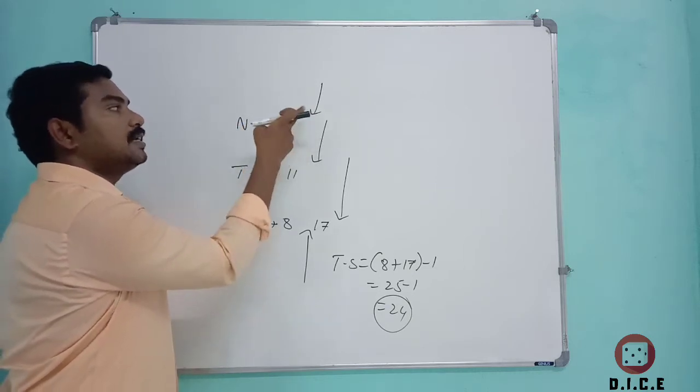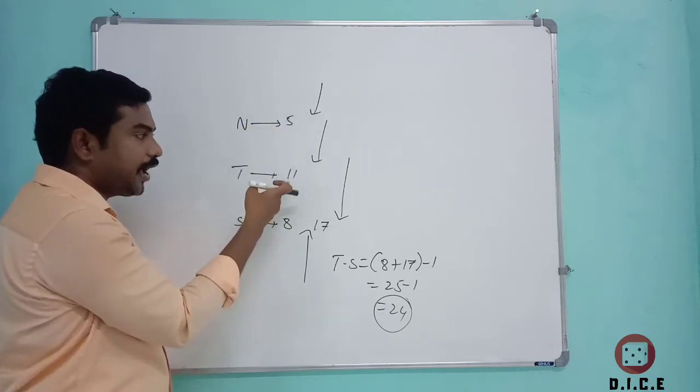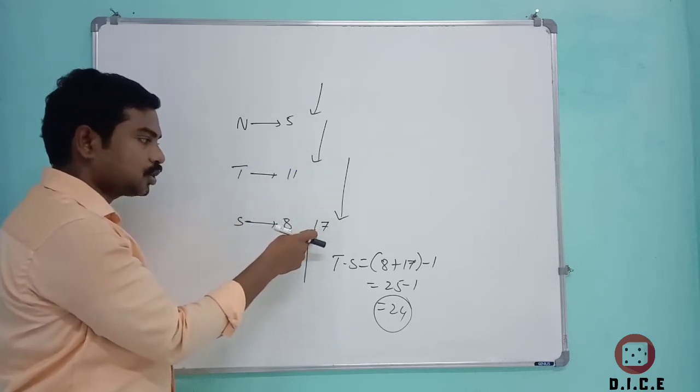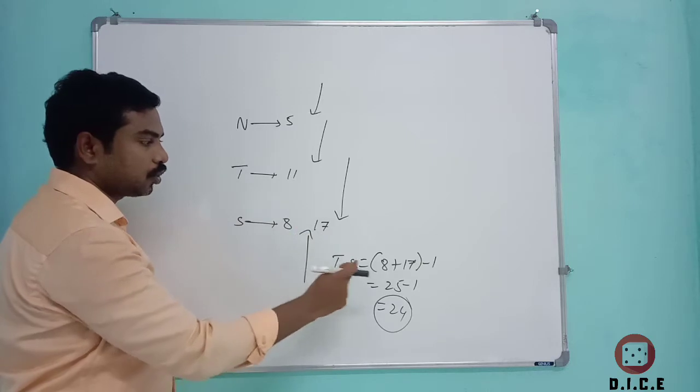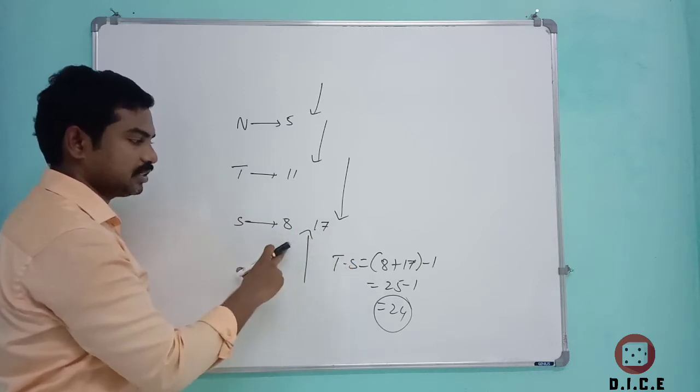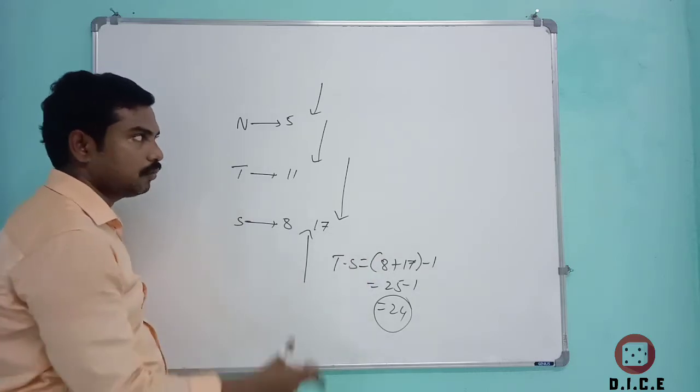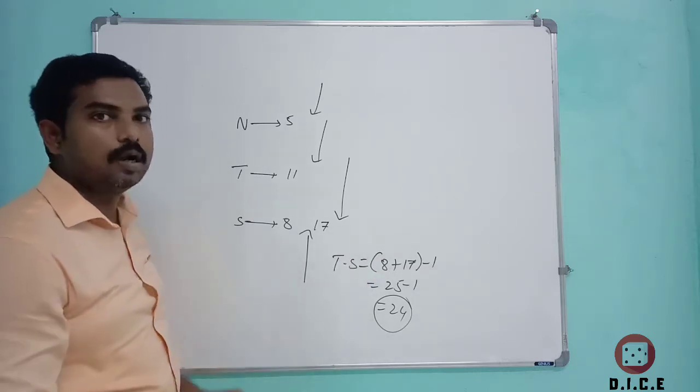So if we add 5 plus 6, the position of T comes here. If we add 6 to 11, the position of S comes from the starting. The position of S is 17 from the top. Therefore, because we know the 2 ends of S, total students is 8 plus 17 minus 1, 25 minus 1, 24. Therefore, total students in the class is 24.